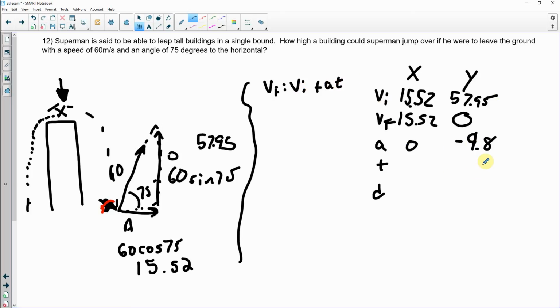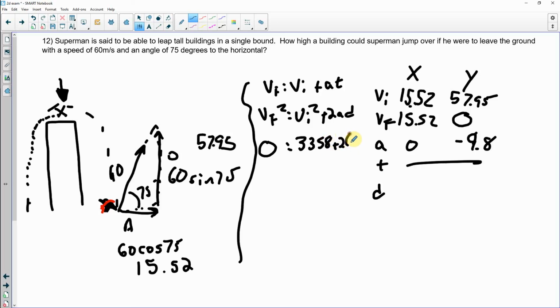Or I could even just save myself the aggravation of finding the time and then finding the displacement. I could actually use vf squared equals vi squared plus 2ad and get my displacement that way. And then I don't even have to worry about time. And that's actually what I'm going to do. So vf squared, 0 squared is 0. Vi squared, 57.95 squared, is going to be 3358 plus 2 times negative 9.8 d.